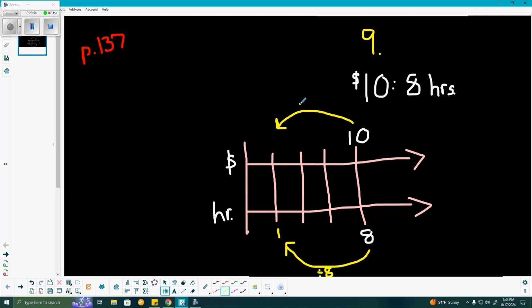8 divided by 8 is 1. If I do it to one side, I must do it to the other. 10 divided by 8. In case you're wondering how to do that, I will demonstrate it real quick. Just like we did earlier. 8 can't go into 1, so I'm going to put a 0. But it can go into 10 one time. 8 times 1 is 8. 10 minus 8 is 2.